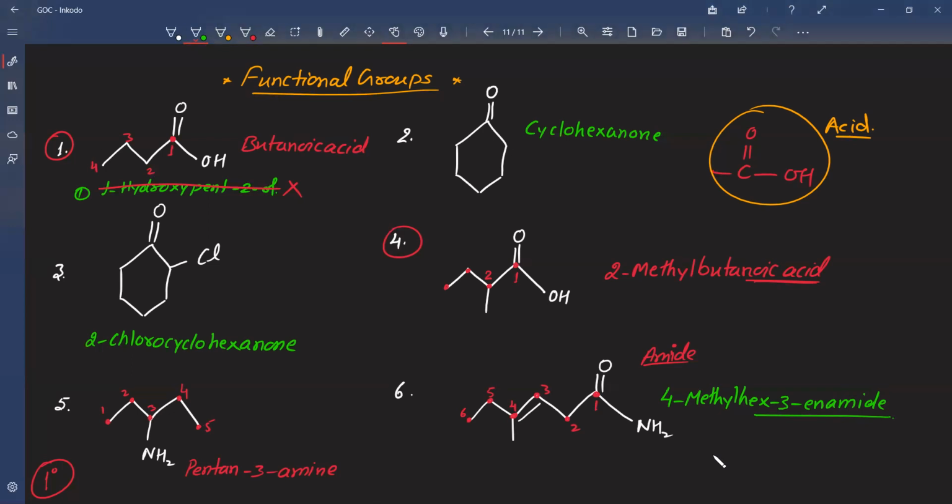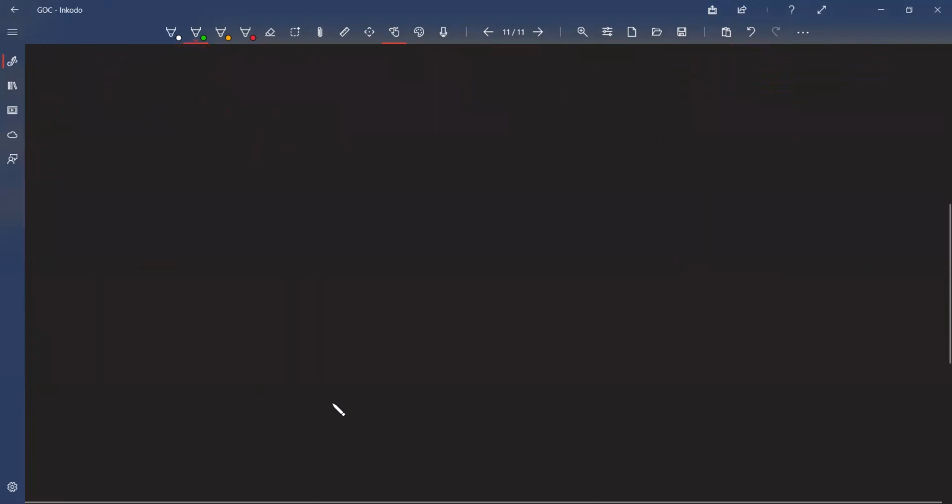Okay, so as we have seen in this particular set of examples, knowing or identifying the functional group is very important. As you can see here, you have made mistakes in 1 and 4, and then the 5th, I guess now you are aware of the basic primary amine, how to name them.